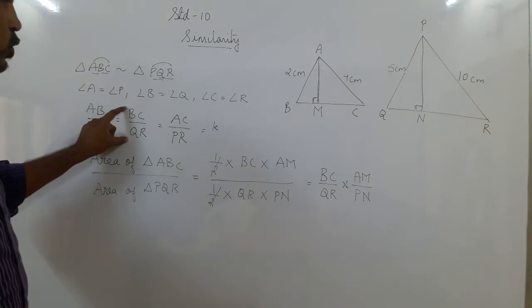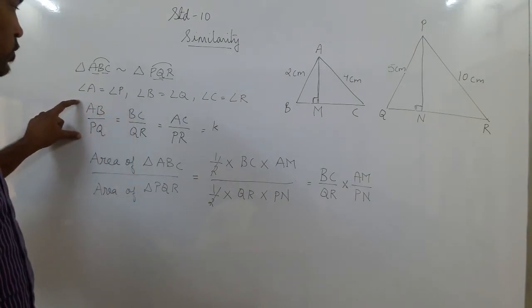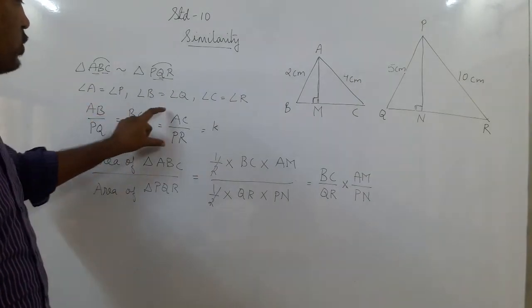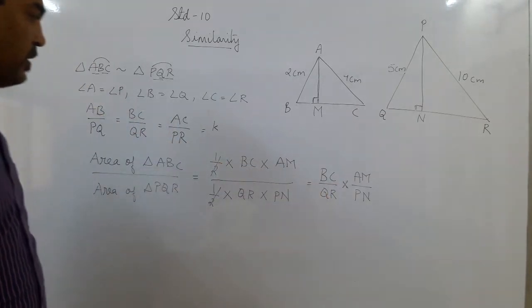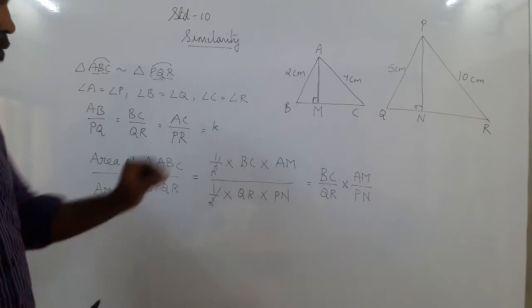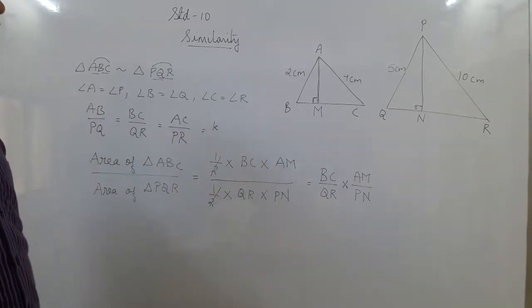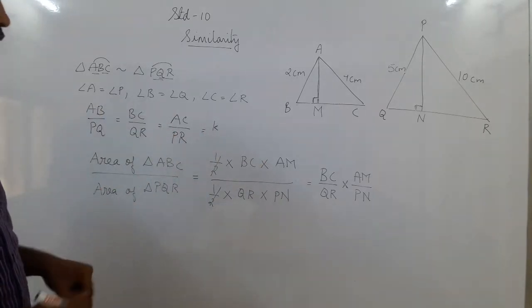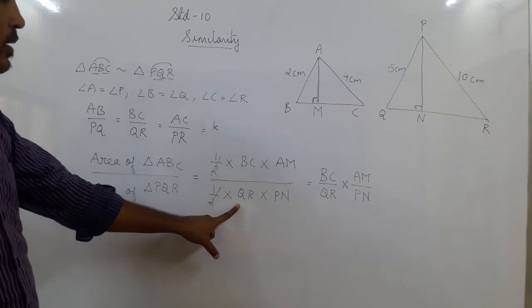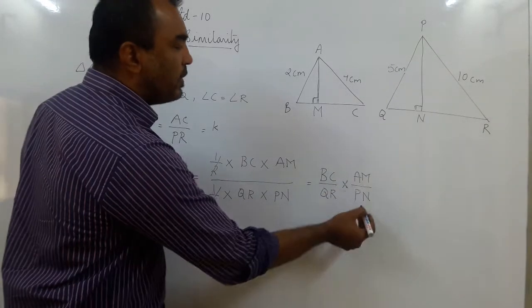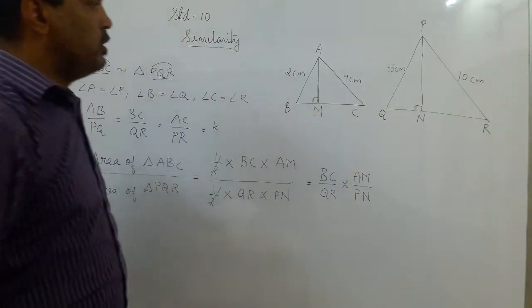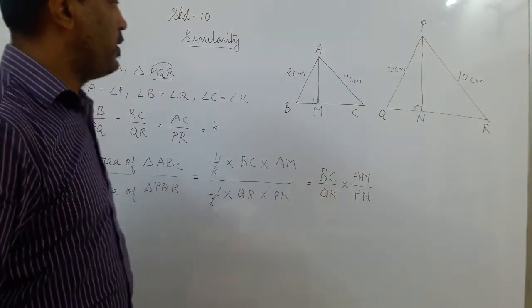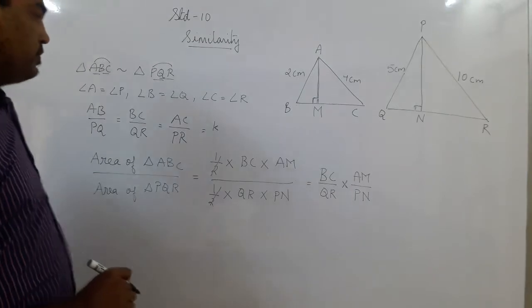Now BC upon QR is AB upon PQ. And BC upon QR is also AC upon PR. These ratios are equal, so I can replace them. But I won't do that right now. I'll wait for some time before I replace. So this is what we got, the ratio of BC upon QR. Now what about the ratio of AM and PN, the altitudes? So what about this ratio?